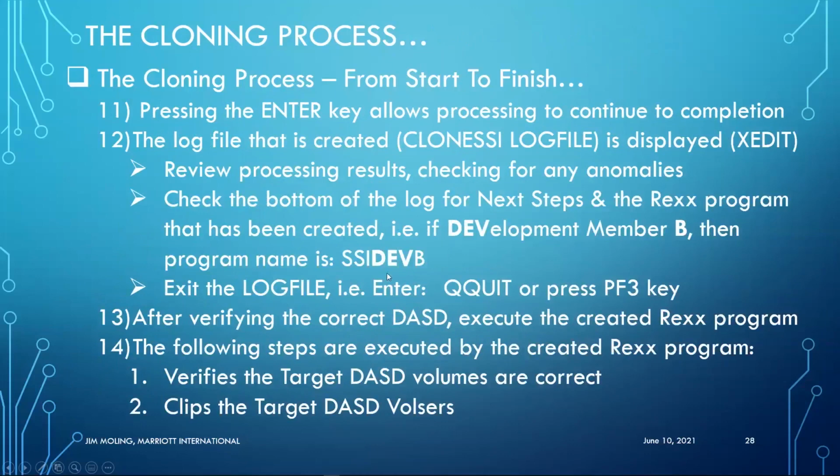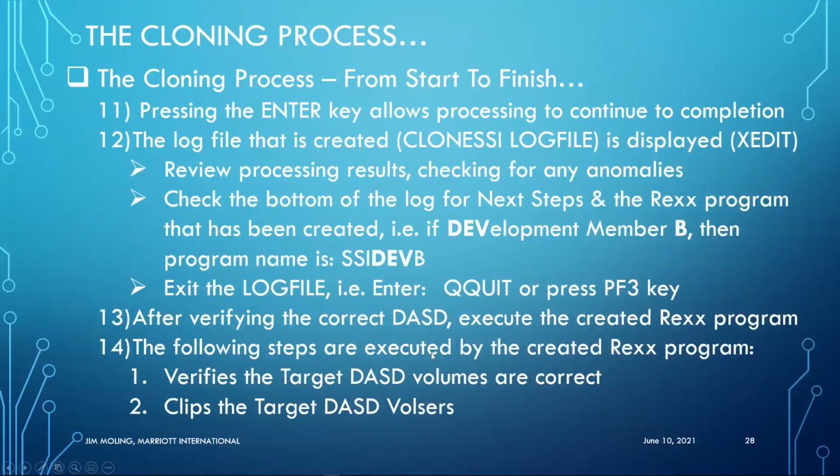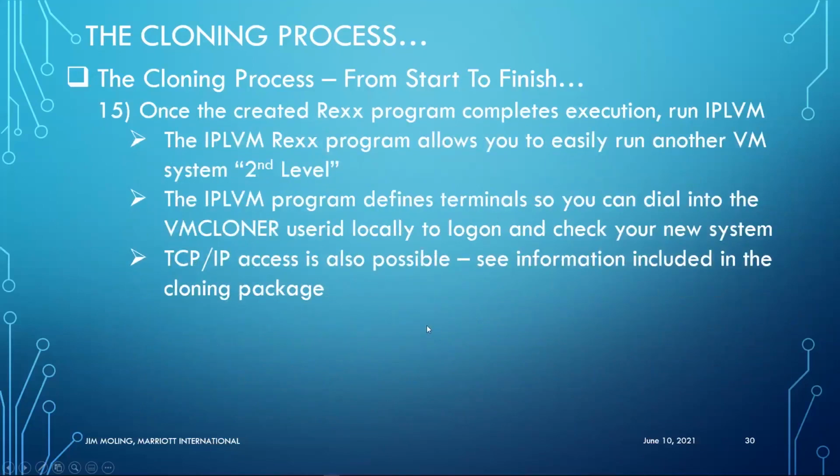So there's a log file that's created. Look at that log file to see how the results went, and then basically let you know, okay, should I execute that program that it created or not? And then the steps that are executed by that program that was created are listed here. There are 12 steps. Once you get through that, then you're ready to IPL second level.